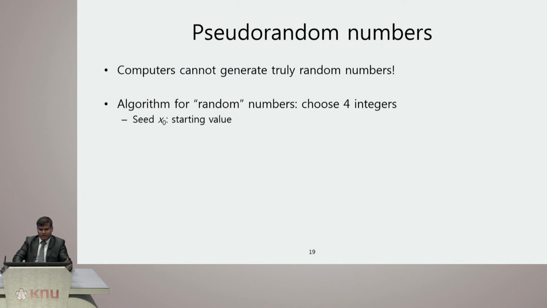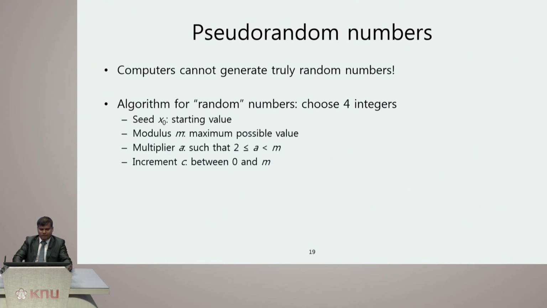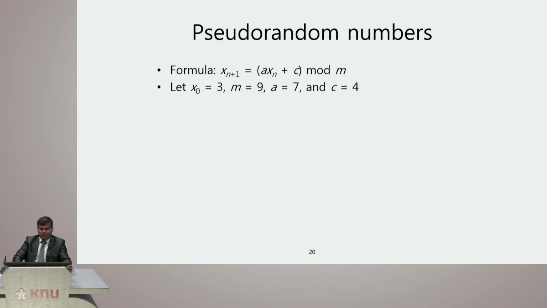So here's an algorithm. Let's say that we start with x naught, the starting value, and the modulus m, the maximum possible value, the multiplier a, that is between the values 2 and m, and we are incrementing c between 0 and m. Here is the formula. The next term xn plus 1 equals a times xn plus c mod m. So we are using this formula, and let's assume that we start with x naught equals 3, m equals 9, a equals 7, and c equals 4.